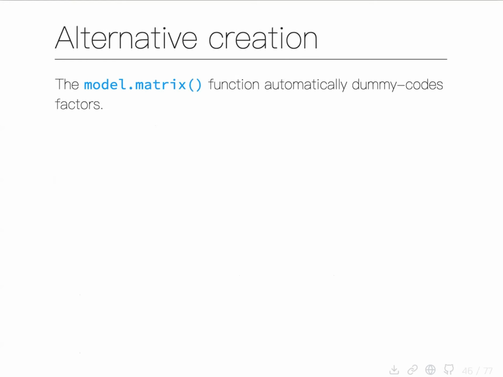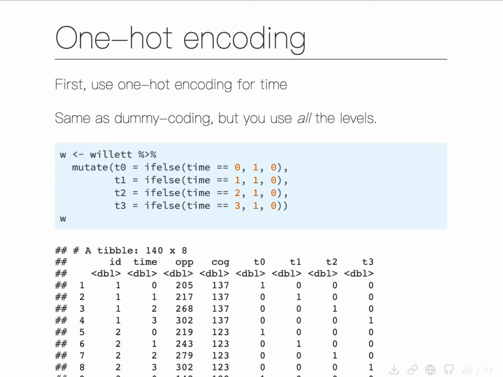So this is how I would do it if I just had 4 waves of data like this. I would just say if time is equal to 0, then 1, otherwise 0. Here is t0, time is equal to 0, so this is equal to 1, and for all these other time points, it's equal to 0. Then when time is equal to 1, 1, otherwise 0, when time is equal to 2, 1, otherwise 0, etc. We get dummy codes basically, but we have all of the categories, so that's called one-hot encoding. Does that make sense?